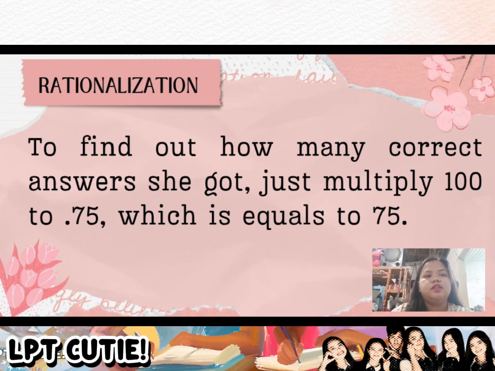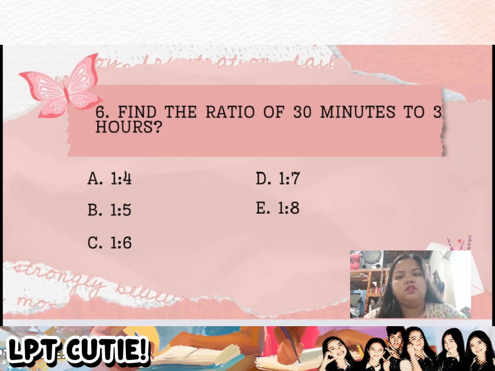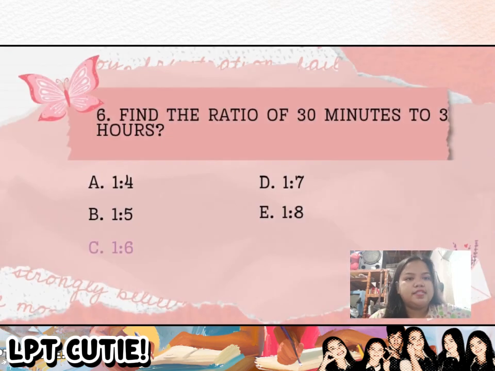Okay, so that's it. In number 6, find the ratio of 30 minutes to 3 hours. Is it letter A, 1:4, letter B, 1:5, or letter C, 1:6, or letter D, 1:7, or letter E, 1:8? So what do you think is the correct answer? Okay, so the correct answer is letter C, 1:6.